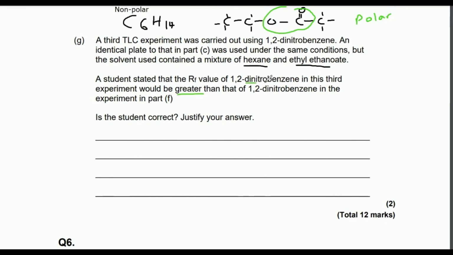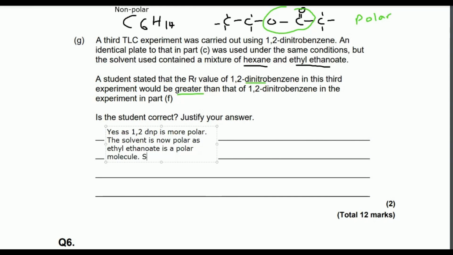The student stated that the RF value of 1,2-dinitrobenzene in this third experiment would be greater. Are they correct? Justify it. Well, of course they're correct. We proved before the 1,2-dinitrobenzene prefers polar. So as this is a more polar solvent, the 1,2-dinitrobenzene is going to have a greater affinity for the polar solvent because it's now got ethyl ethanoate in it, and therefore it's going to move further in the mobile phase. It's going to move further up the TLC plate, so have a greater RF value. And there we go. That's another 2 marks, and that's the end of the question.